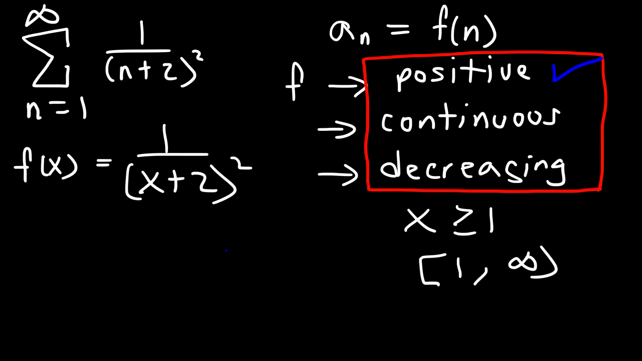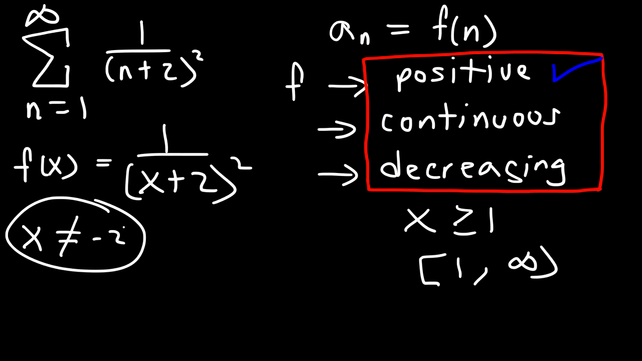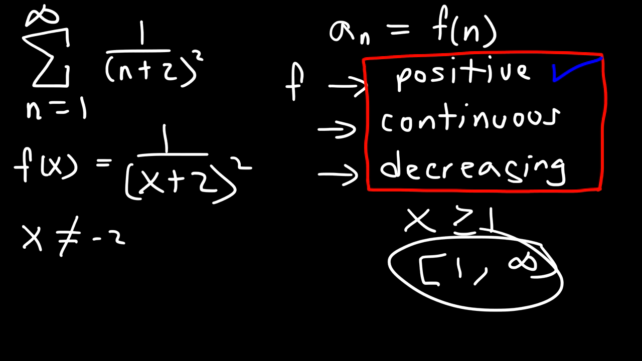Now, is it continuous? Because we have a vertical asymptote at negative 2, that's basically an infinite discontinuity at that point. So it's not continuous everywhere. Does it satisfy this condition? Remember, it only has to be continuous on this interval and not everywhere. Is this discontinuity in the interval? Negative 2 is not in the interval. So from 1 to infinity, it's continuous everywhere in this interval. Therefore, the second criterion has been satisfied.